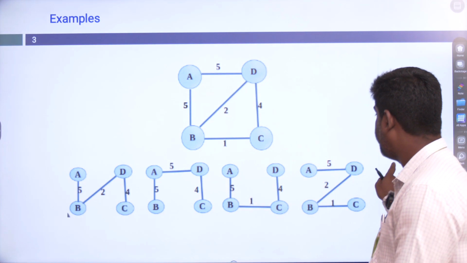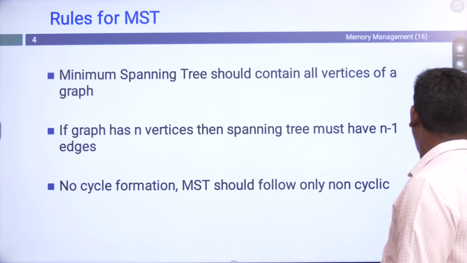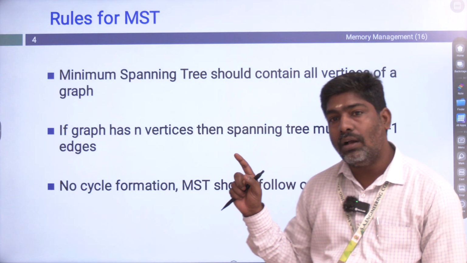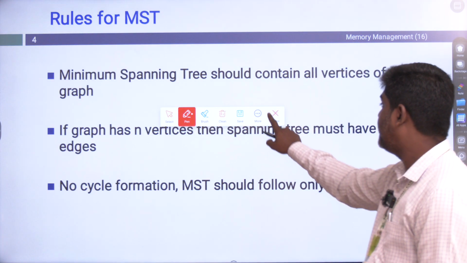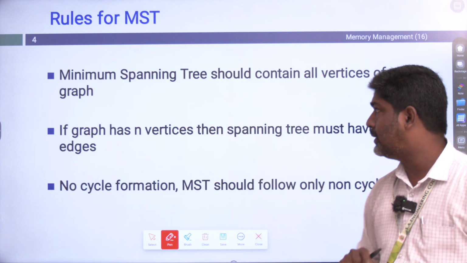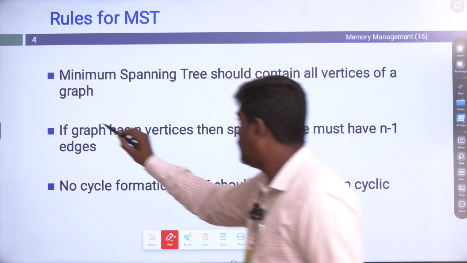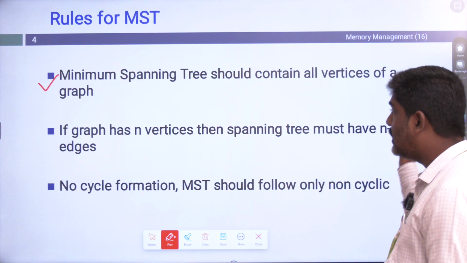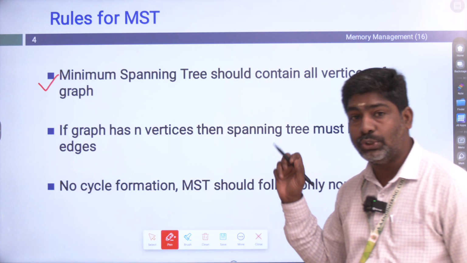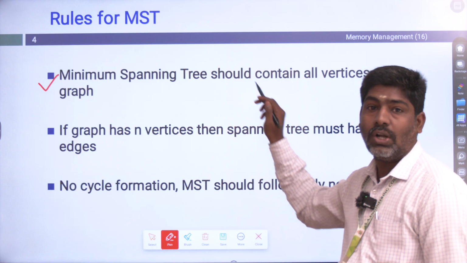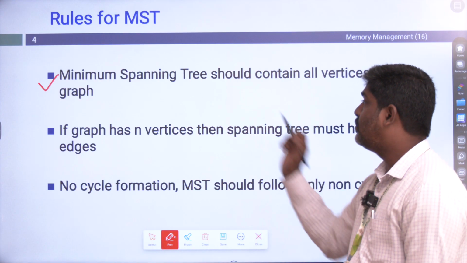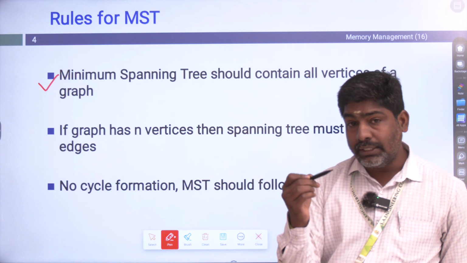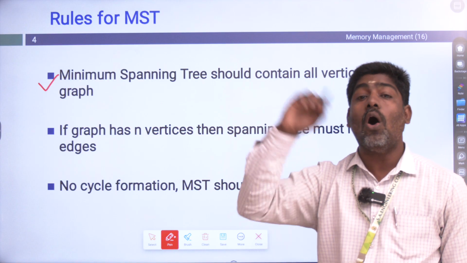Let me move to the next slide. These are the rules for creating or calculating a minimum spanning tree. This is the first rule: a minimum spanning tree should contain all vertices of a graph. In the last slide I showed a graph with all vertices connected. It means that the minimum spanning tree should traverse to all the vertices.